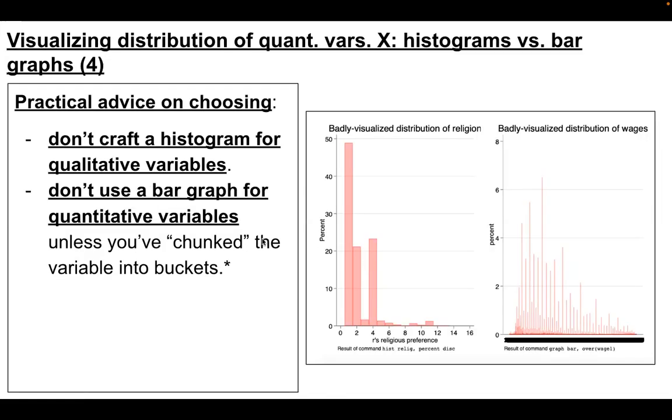Don't use a bar graph for quantitative variables unless you've chunked the variable into buckets. Remember that bar graphs assume that the data are, at a maximum, really highly discrete quantitative variables, and usually it assumes that they are qualitative. This is trying to do a bar graph for wages for the CPS, but notice that this is a giant black bar here because this is writing down every number between 0 and 100.